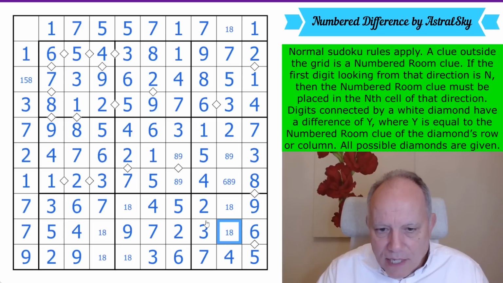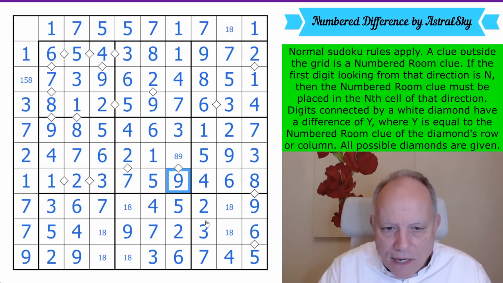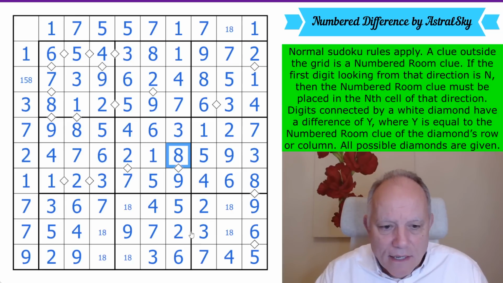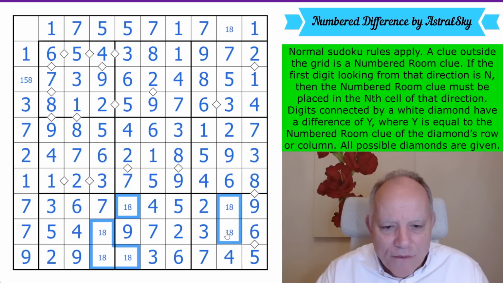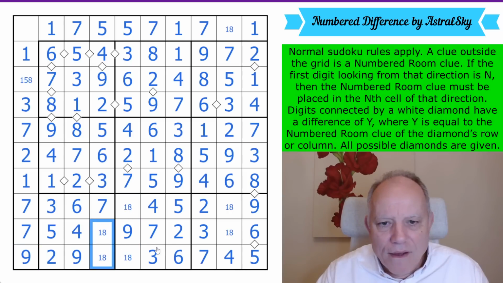This can't be 6. We've got a 1, 8 pair. 9, 6, 9, 8. Oh, look, a 1, 8 deadly pattern at the bottom. Something's going to resolve this. Oh, but it's a difference of 7. Oh, no, it could be a difference in the column. It's going to be this column, and it's also going to resolve this.